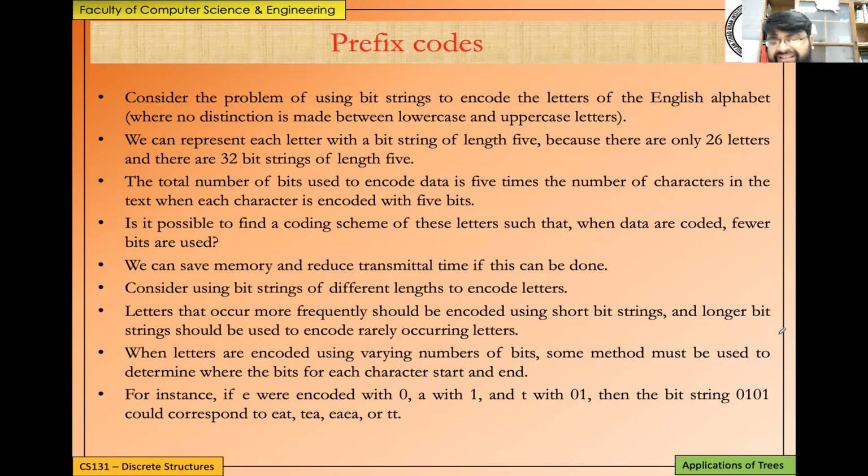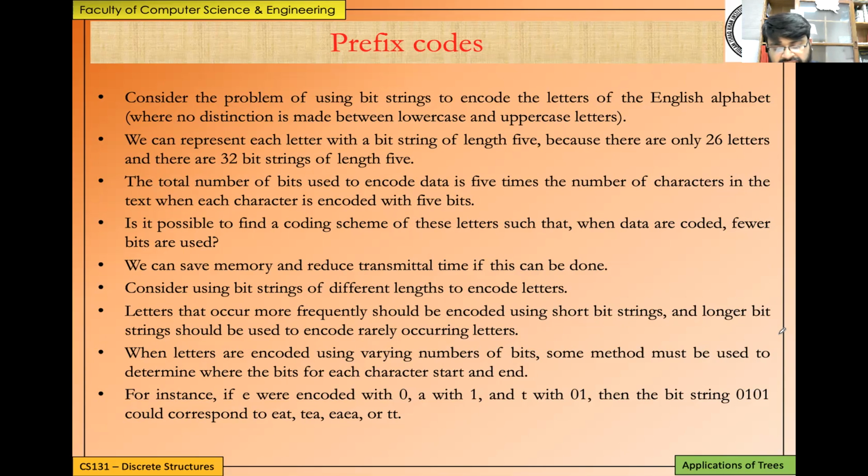And this is something that you have already seen in the cryptography part, chapter 4, section 4.6. In cryptography you have already used something similar for encryption and decryption. So we can represent more frequent letters using shorter bit strings and rarely occurring letters using longer bit strings. Of course, when letters are encoded using a varying number of bits, some method must be used to determine where the bits for each character start and end.